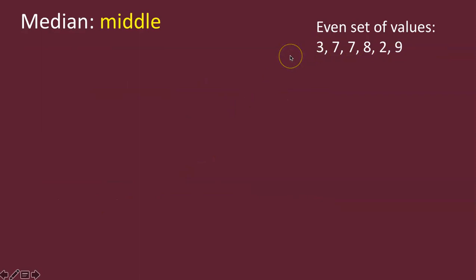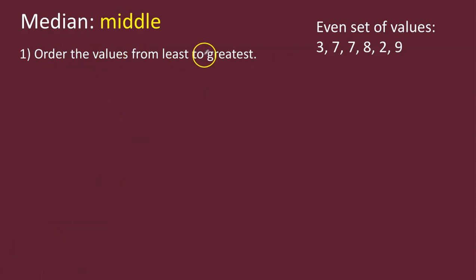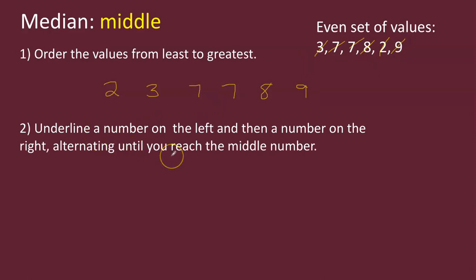Our next set of values is an even set of values. First, we order the values from least to greatest. So we start with the 2, then the 3, then the 7, then there's another 7, then the 8, and finally the 9. Underline a number on the left and then a number on the right, alternating until you reach the middle. Left, right, left, right. And now I'm realizing that I have 2 numbers in the middle.